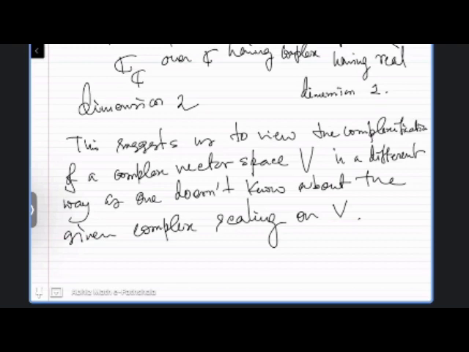Since it uses the real vector space structure of V, and every information on multiplying a vector in V by i is gone.